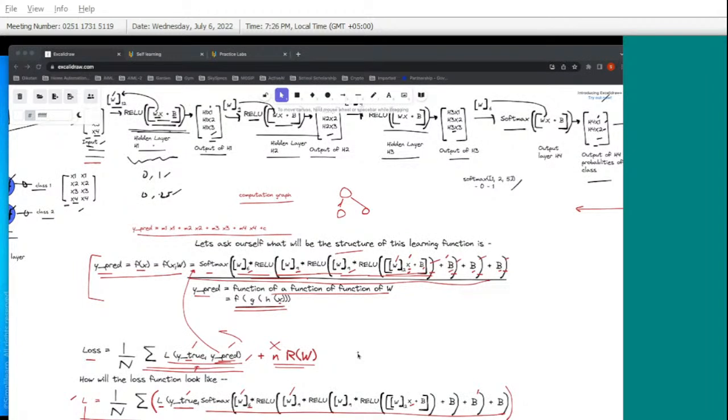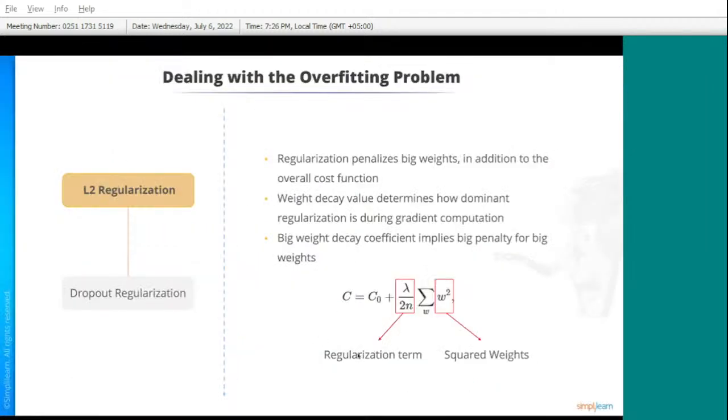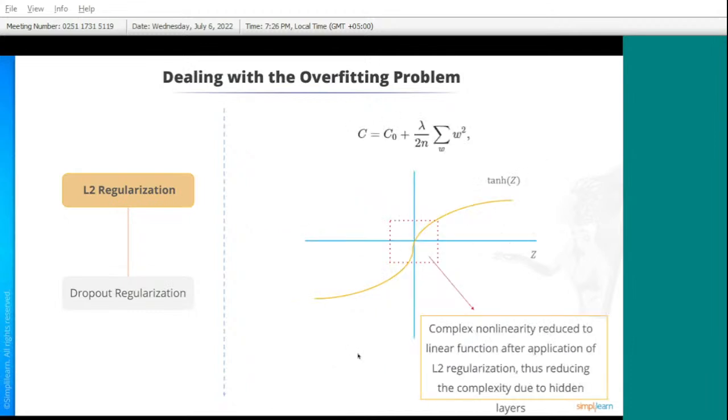However, in a neural network, there are multiple ways of regularization. L1, L2 is definitely there. You can also build your own regularization. There is a special regularization layer itself.